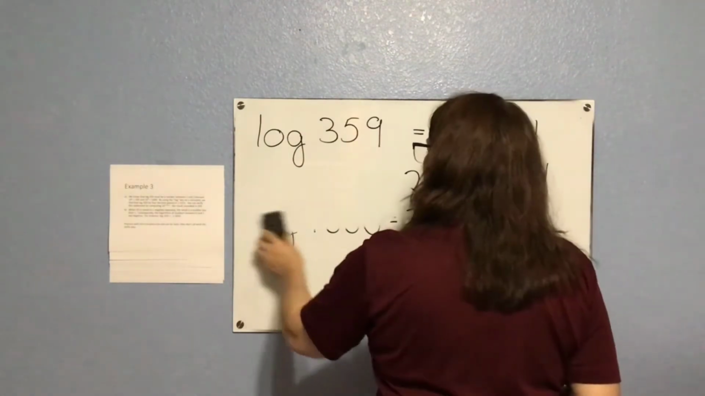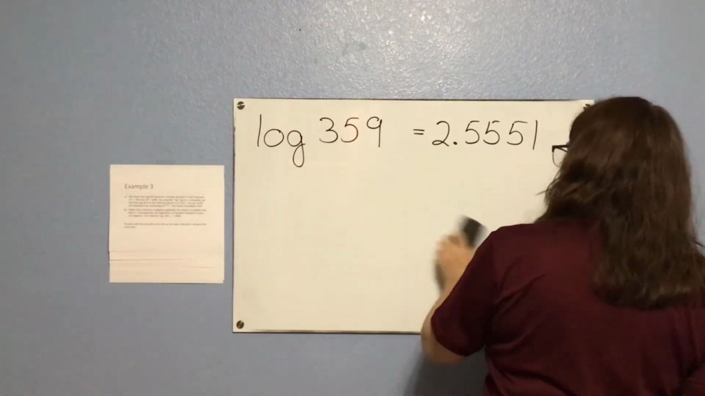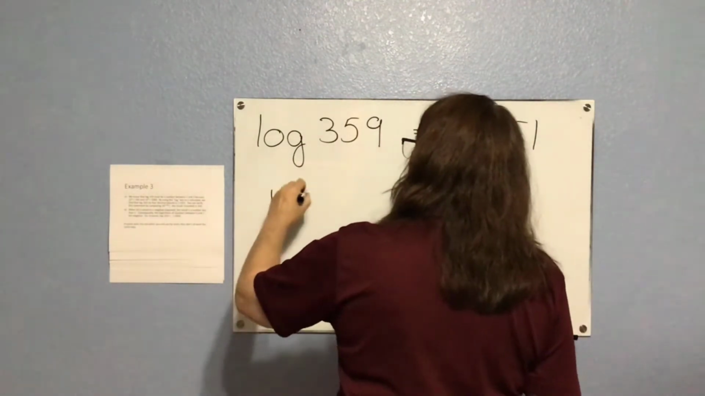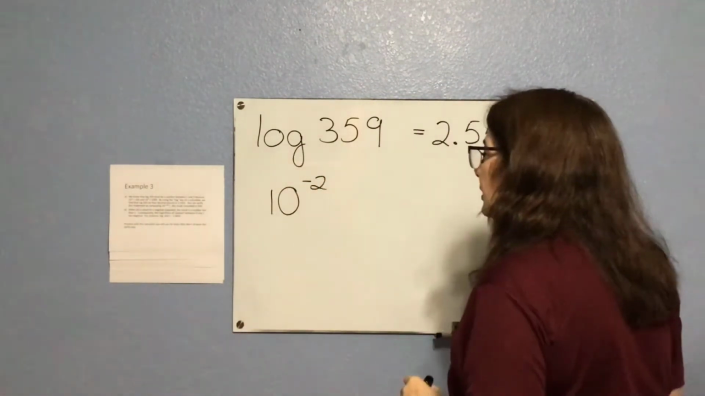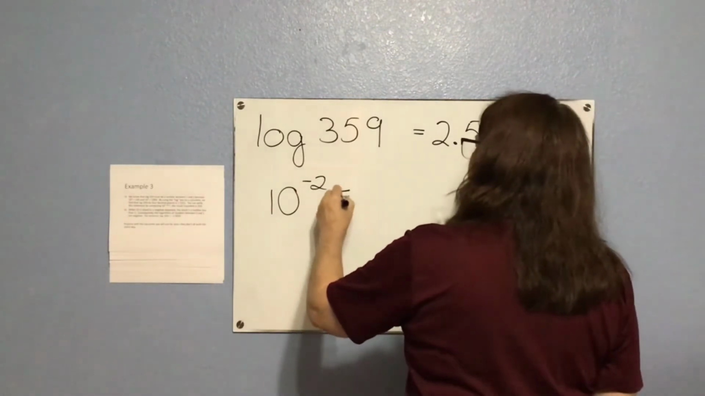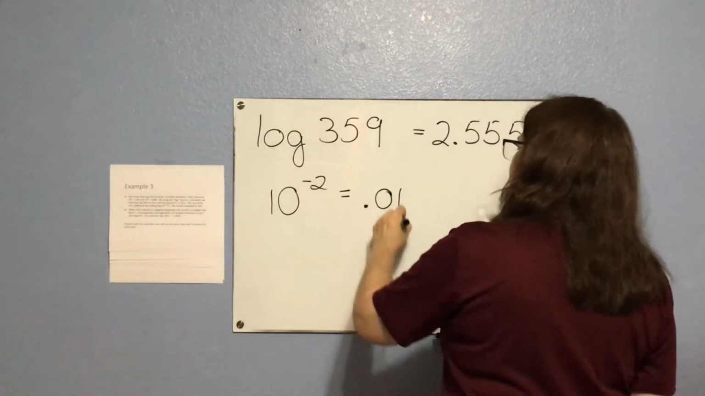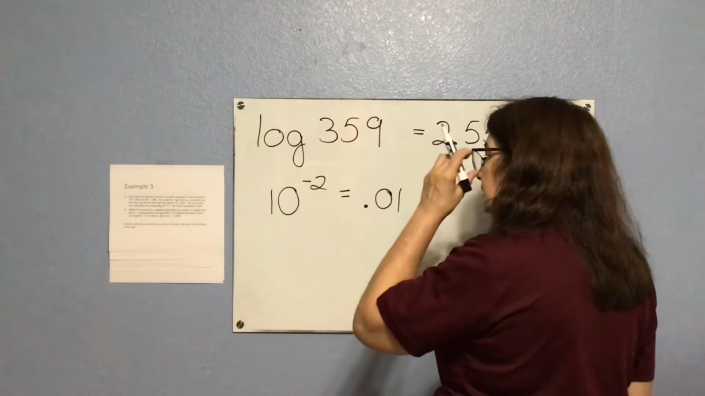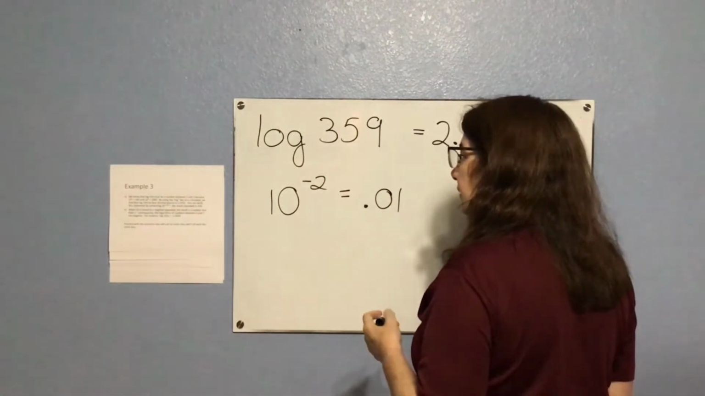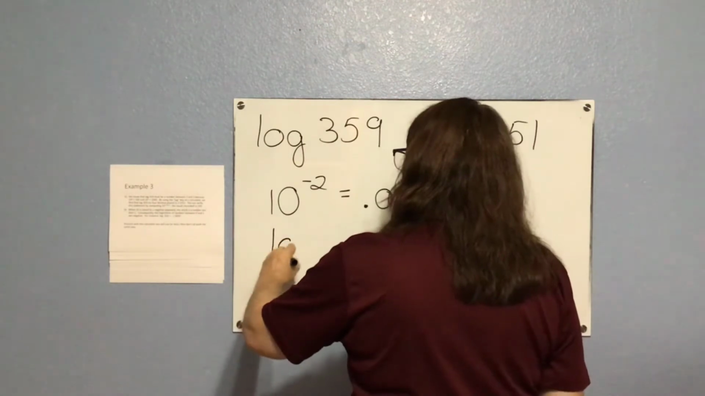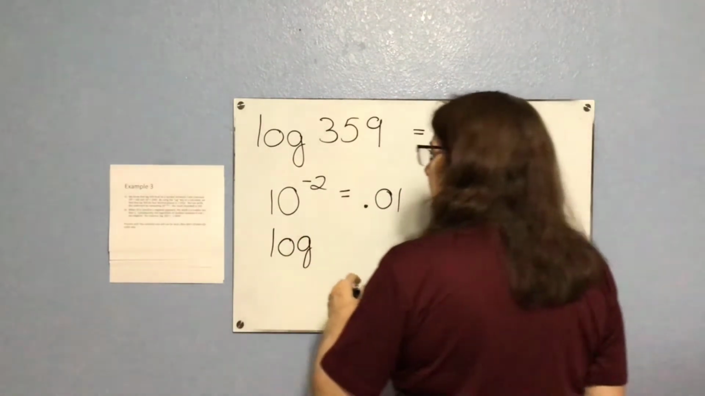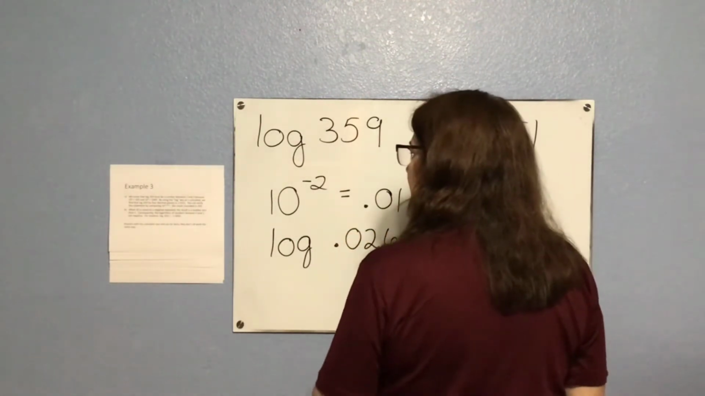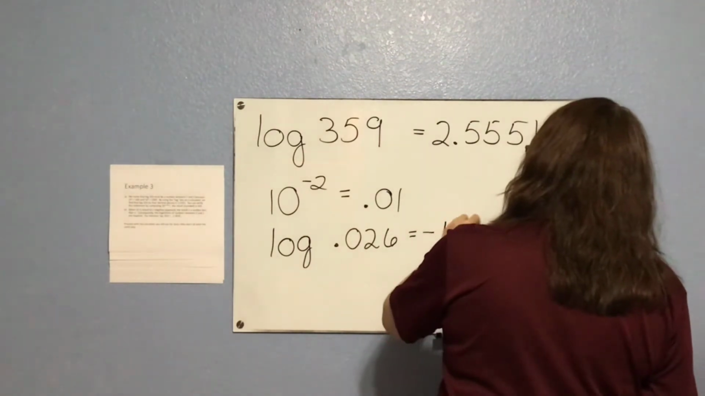What happens if 10 is raised to a negative exponent? For instance, 10 to the negative 2 that we looked at a minute ago. 10 to the negative 2 is 0.01. Okay, so logarithms of numbers in between 0 and 1 are negative. For instance, the log of 0.026 is negative 1.5850.